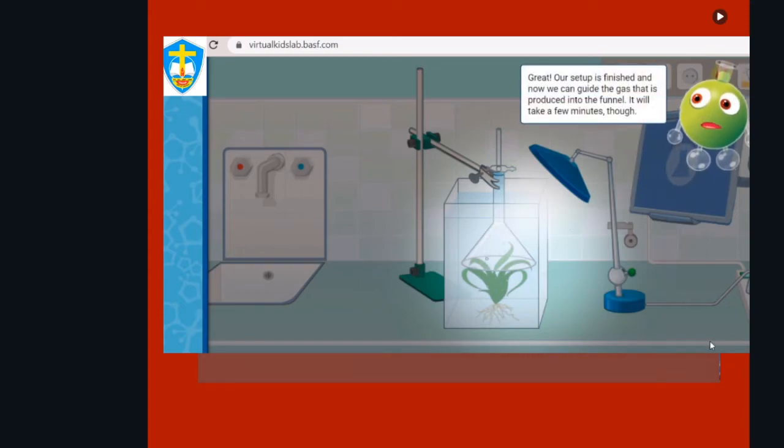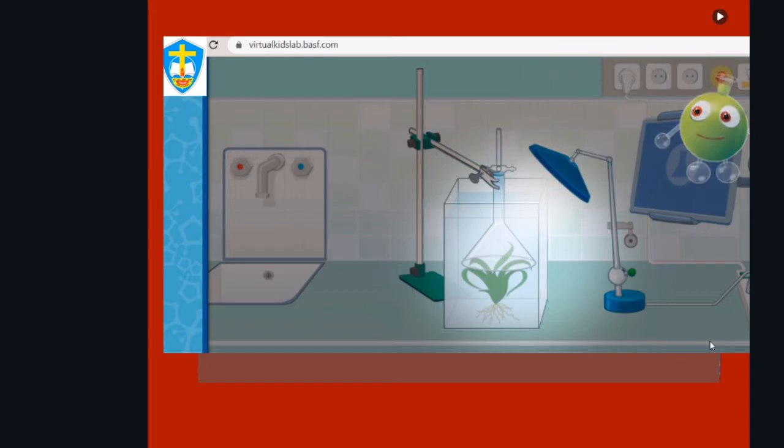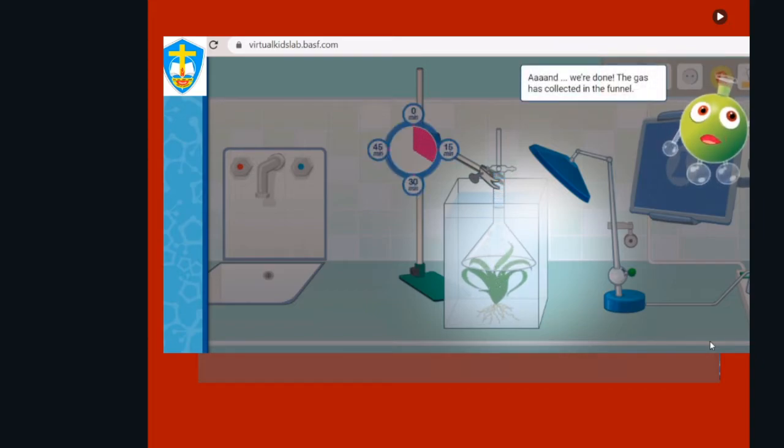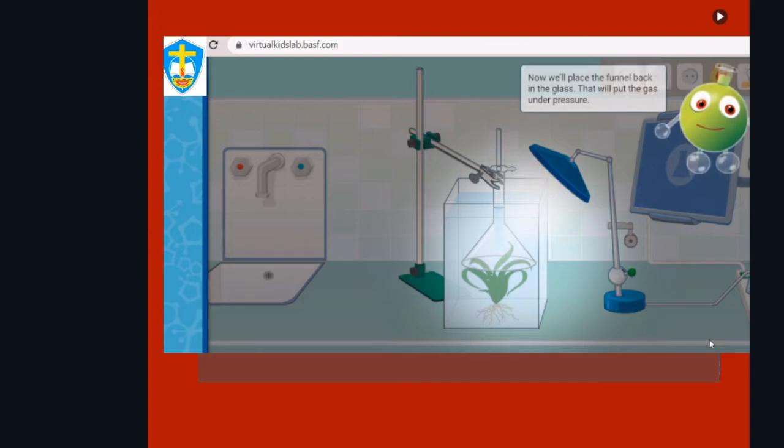Great! Our setup is finished, and now we can guide the gas that is produced into the funnel. It will take a few minutes, though. And we're done. The gas has collected in the funnel. Now we'll place the funnel back in the glass. That will put the gas under pressure.